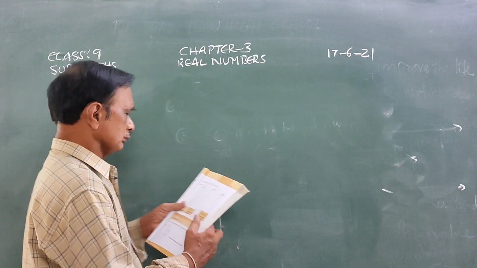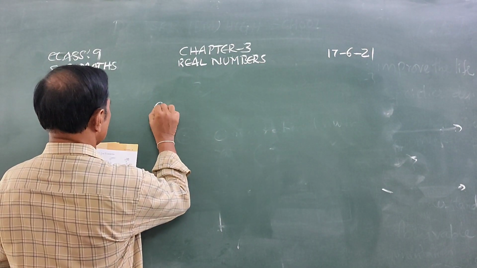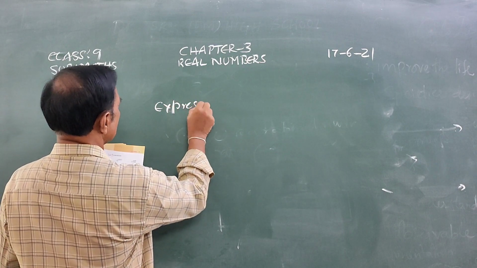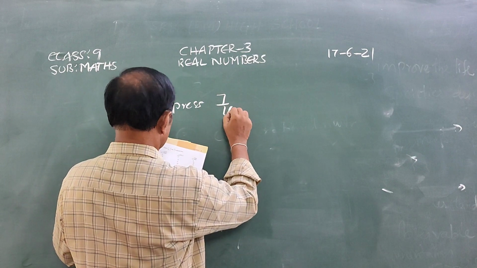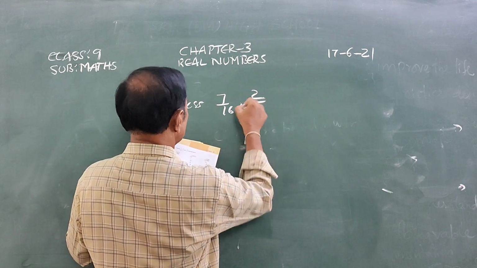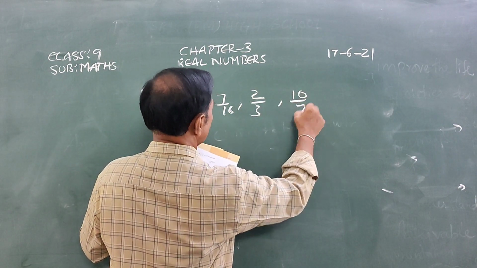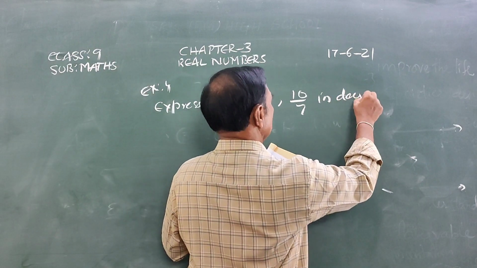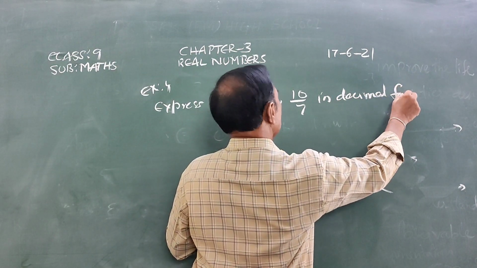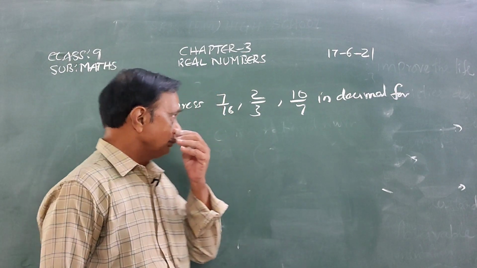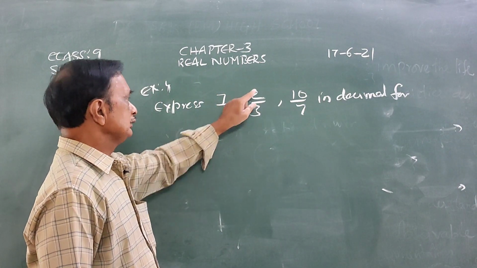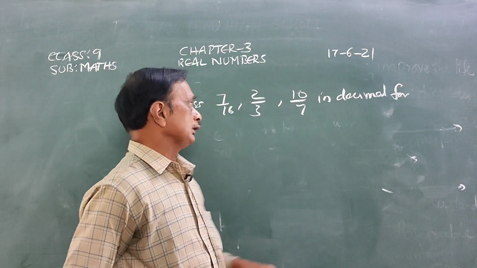Now example 4. Express 7 by 16, 2 by 3 and 10 by 7 in decimal form. How do we express 7 by 16, 2 by 3 and 10 by 7 in decimal form? We divide 7 by 16, 2 by 3, 10 by 7.